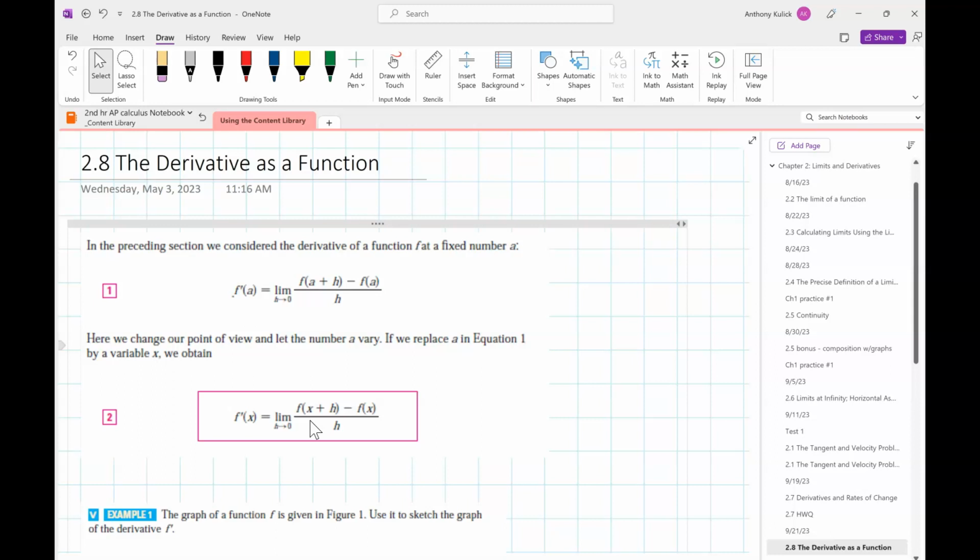So the input is our f of x, that's a function. The output is f prime of x, that's another function. And what that function describes is the slope of f of x at any value x. So you pick any value you want, plug it into the derivative, it'll give you the slope of the tangent line at that value of x on f of x, right?